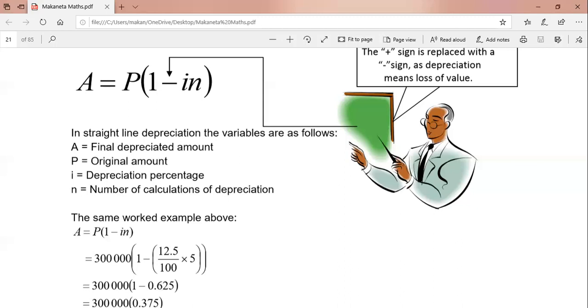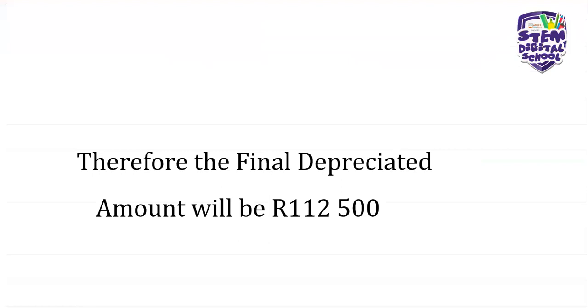You can use the formula. You can see that at the end of the day, you will have to multiply 300 by 0.365, and it will lead to 112,500 rands. So basically that is the final depreciated amount. So you can see that there are two ways in which you can calculate the depreciation value of the car. You can either use the straight line depreciation formula, or alternatively, you can use the table, which we have just used in order to find the final value there.